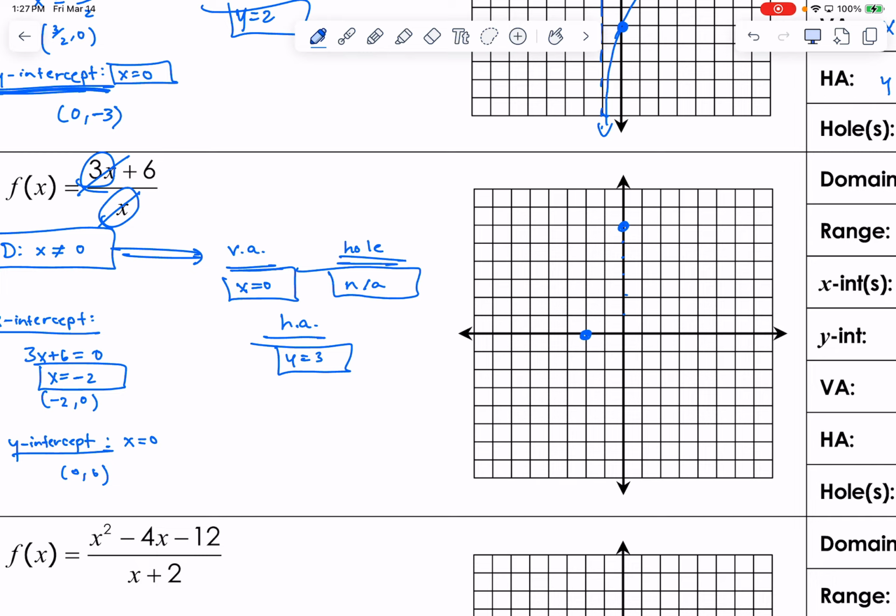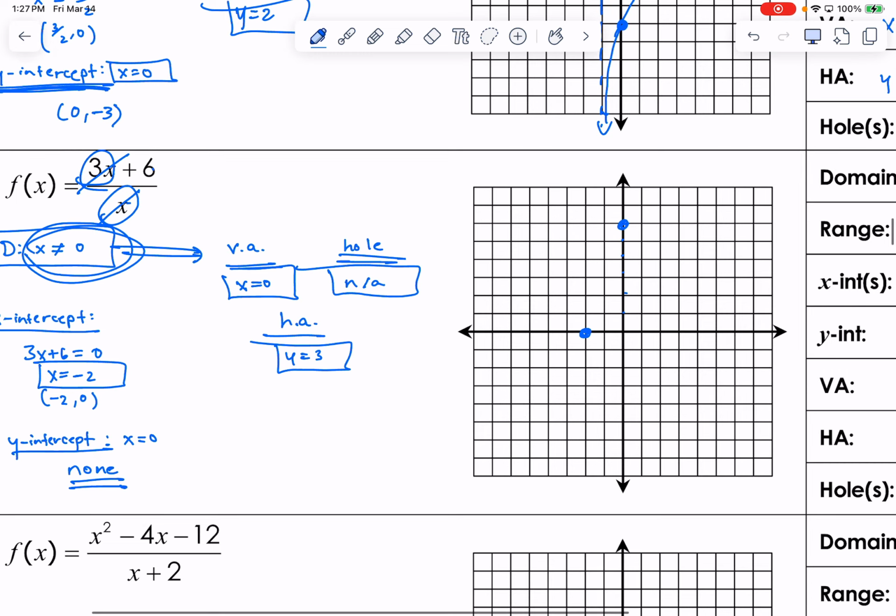There's no y-intercept. No y. Because you can't have 0 on the bottom. Yeah, duh. I should know that. Why can I have no y-intercept? Because you can't have 0 on bottom. There's none. Sorry, that would have been 6 over 0, and 6 over 0 is undefined. So when you plug 0 in, you get 6 over 0, which is undefined. That's why that's none.